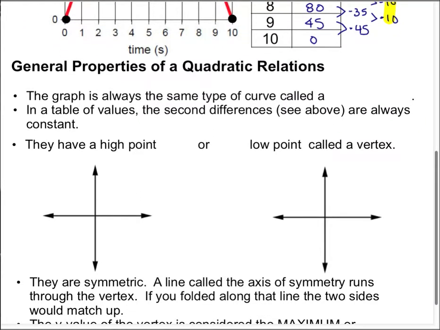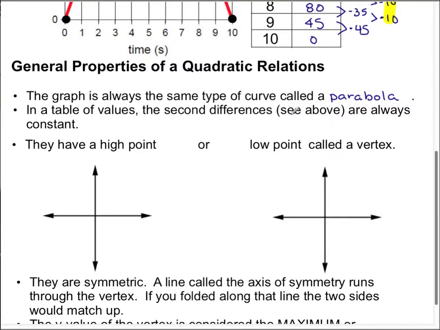So this type of curve is called a parabola. Not parabola, a parabola. If you put the emphasis on the wrong syllable, that is not a good thing. So it is a parabola.